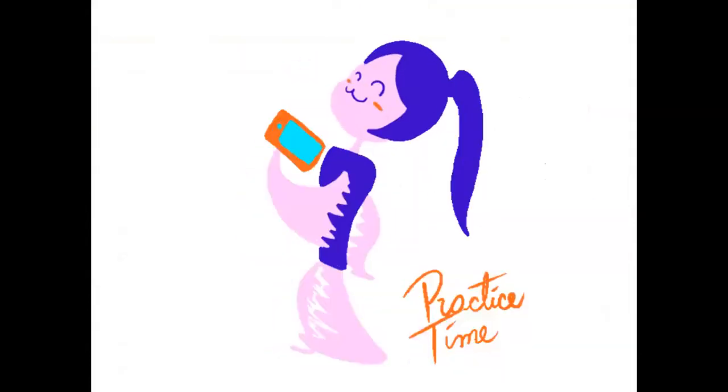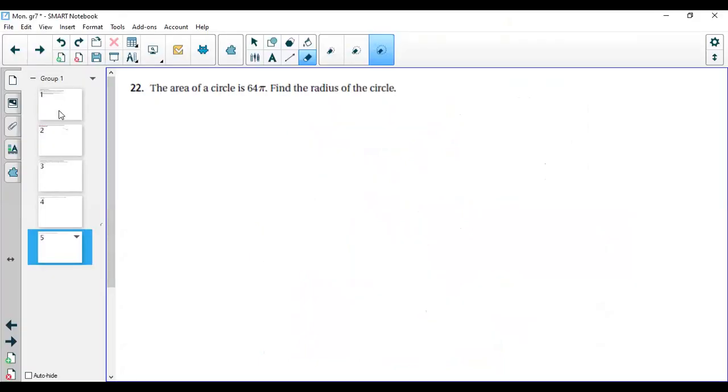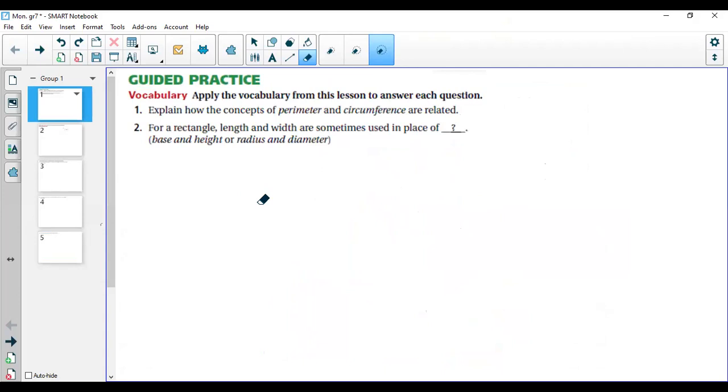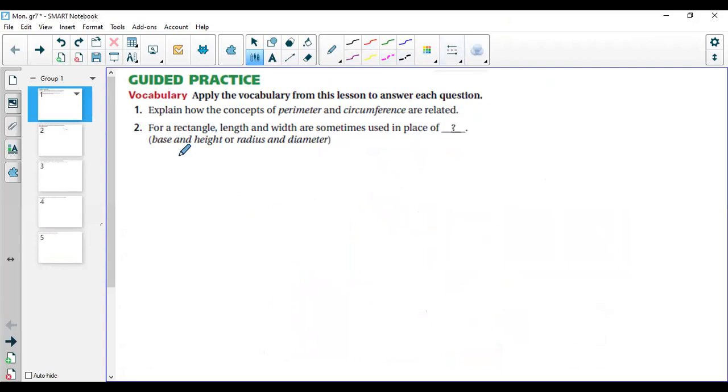It's easy, but we need some practice. So let's start practicing. All right, so we will start with these 2 questions. Now these are easy questions, as I have already explained the meaning of all of them. So question number 1 asks, explain how the concepts of perimeter and circumference are related. How are perimeter and circumference related?